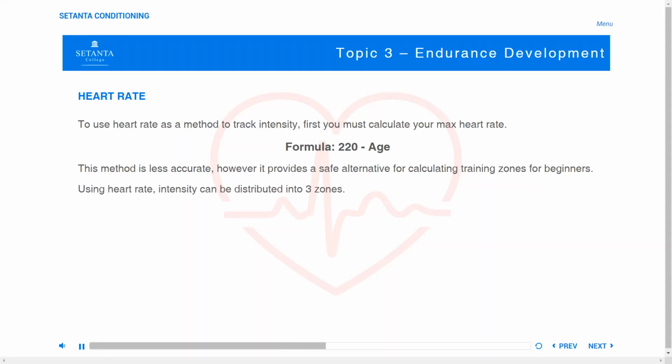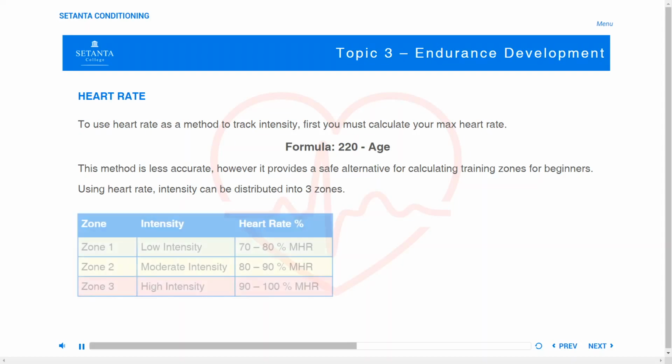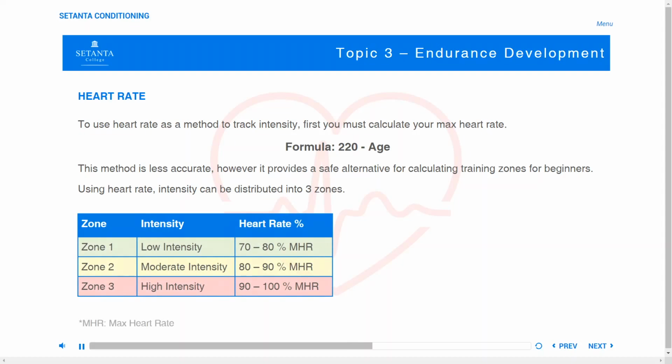Using heart rate, intensity can be distributed into 3 zones. Zone 1 is low intensity and performed between 70 and 80% of your maximal heart rate. Zone 2 is moderate intensity and performed between 80 and 90% of your maximal heart rate. And Zone 3 is high intensity and performed between 90 and 100% of your maximal heart rate.